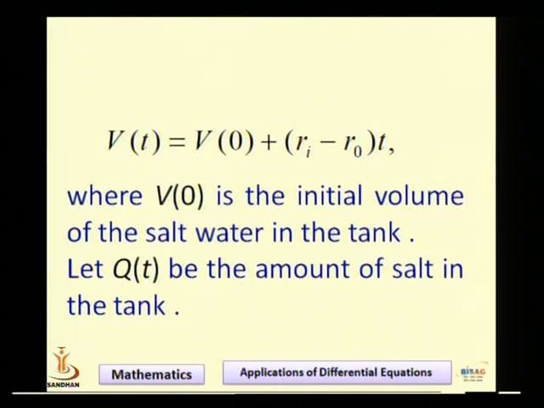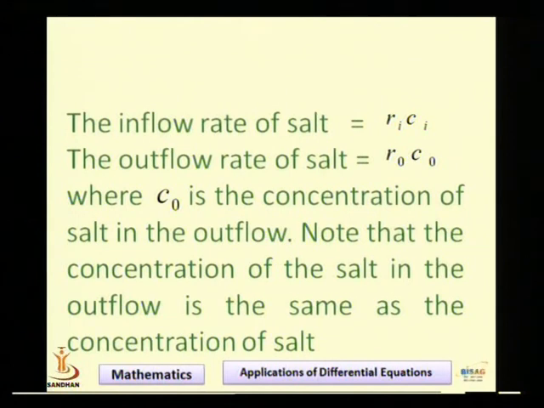Now, let us assume that Q of t is the amount of salt in the tank. Then the inflow rate of salt is Ri into Ci, because Ci is the concentration and Ri is the rate. So, the inflow rate of salt will be Ri multiplied by Ci. The outflow rate of salt is R naught into C naught. C naught is the concentration and R naught is the rate at which it is flowing out.